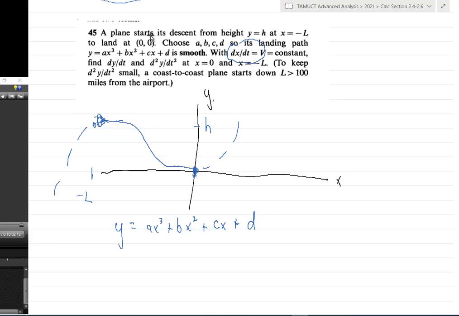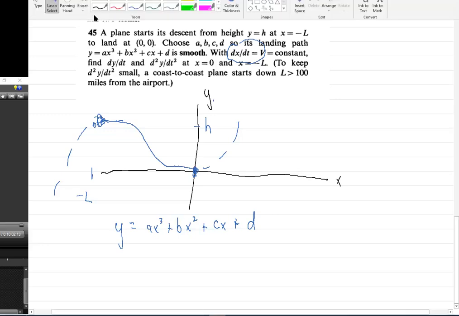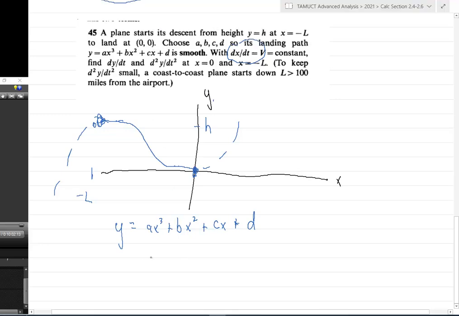All right, so that's the first thing. It passes through 0, 0. Let's start with that. We can say y of 0 equals 0. That's one thing we definitely know. So that's going to give me, let's see, I plug in x equals 0. I'm going to get 0 equals, now if this is 0, 0, this is d. So d equals 0. Great.